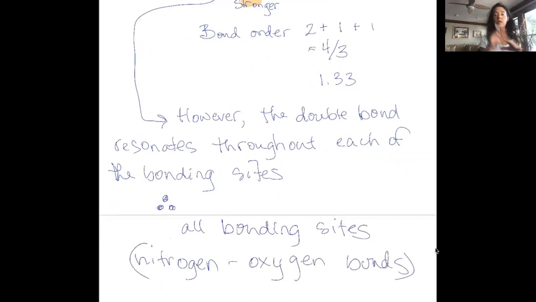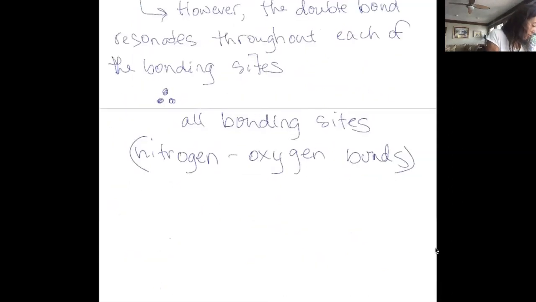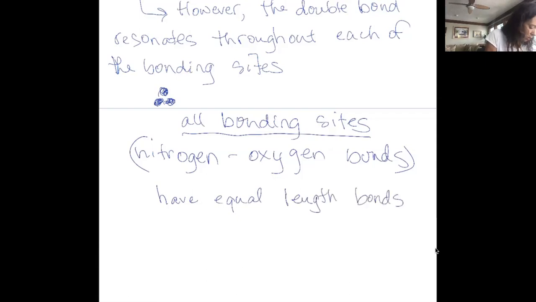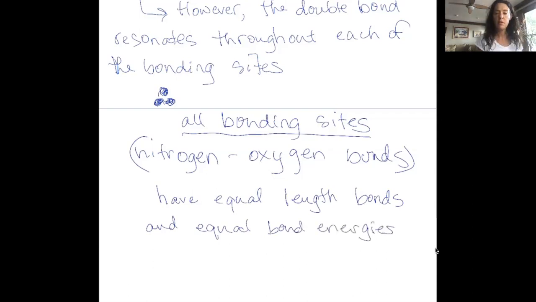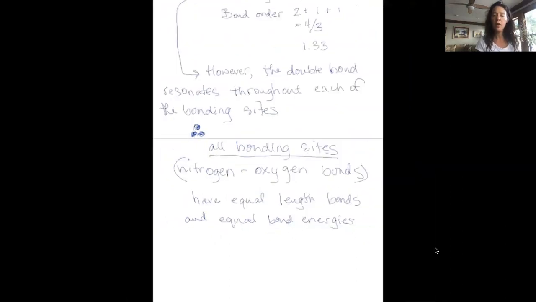And because the double bond resonates through all of them, they all have, right? Therefore, all bonding sites have equal length bonds and equal bond energies. Okay? And you have to know that, in equal bond energies. Very likely to pop up in the course of this content, especially with the AP course.